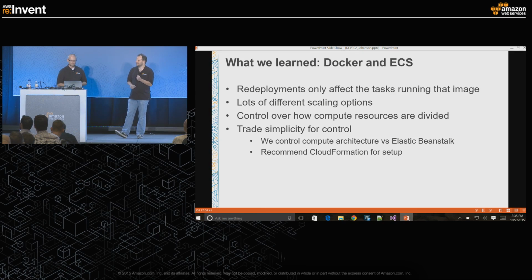So what did you learn now, Steve? So in this particular case, the redeployment only affected the task running that image, right? Because we have separate task definitions. We have lots of different scaling options. Now, we're a little bit closer to the metal in some terms. We have more control over how compute resources are divided. Beanstalk does a lot for you. We're taking a little bit of control back when we use ECS directly. So you could argue we're trading simplicity for control.